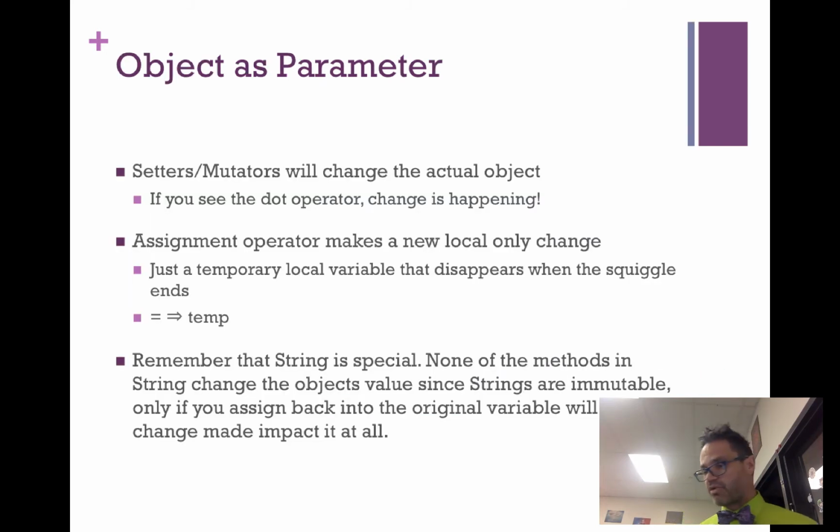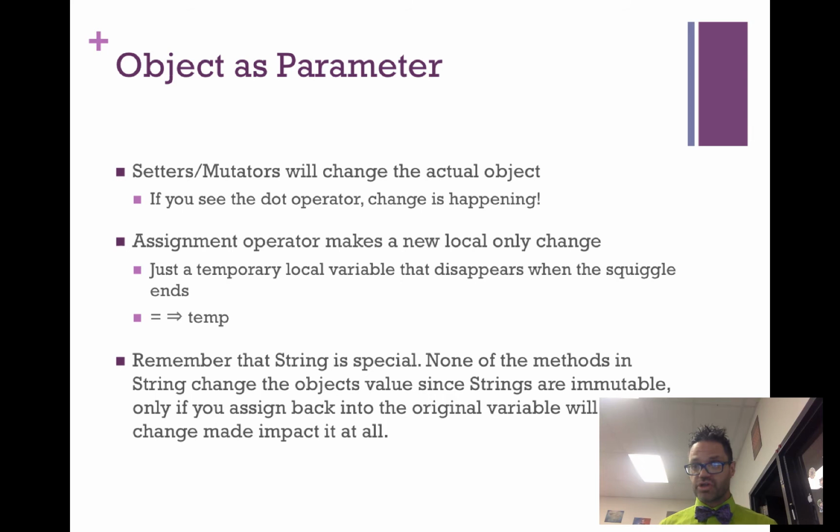However, when we have an object as a parameter, we have a little bit different structure. When I use a setter or a mutator method, aka dot something that makes a change, usually they're void methods, we are always going to change that actual object because we're looking inside and changing what's inside that. Basically, if you see the dot operator, change will happen. The assignment operator, however, just makes a new local-only change. It's a temporary variable that exists from the opening squiggle to the closing squiggle. As soon as the closing squiggle hits, because scope is out of range, that variable is gone. So if you see the equal sign, remember it's just temp.